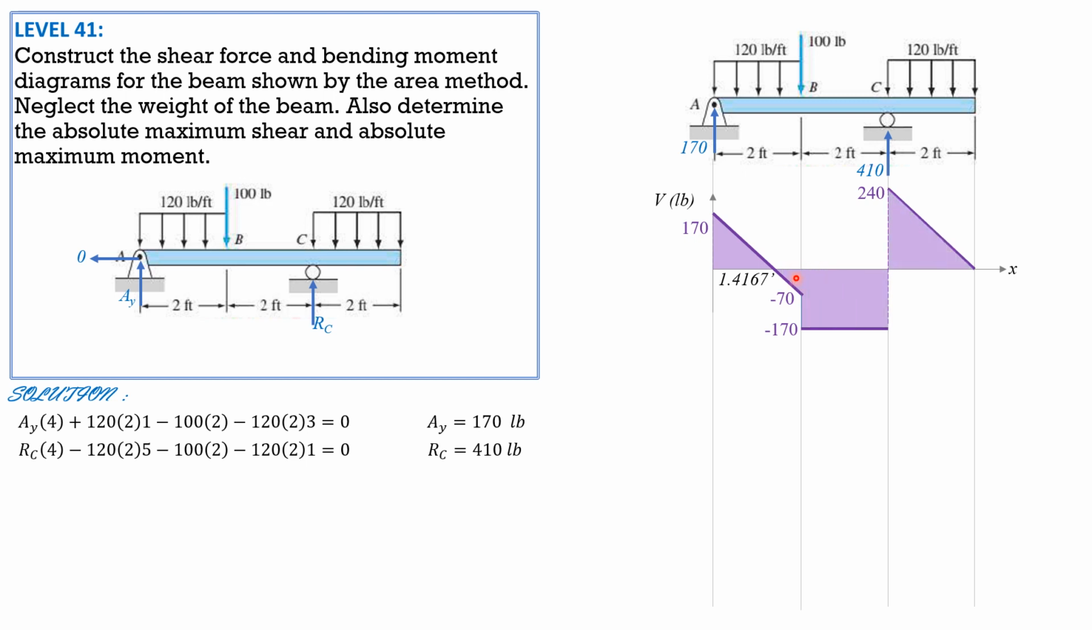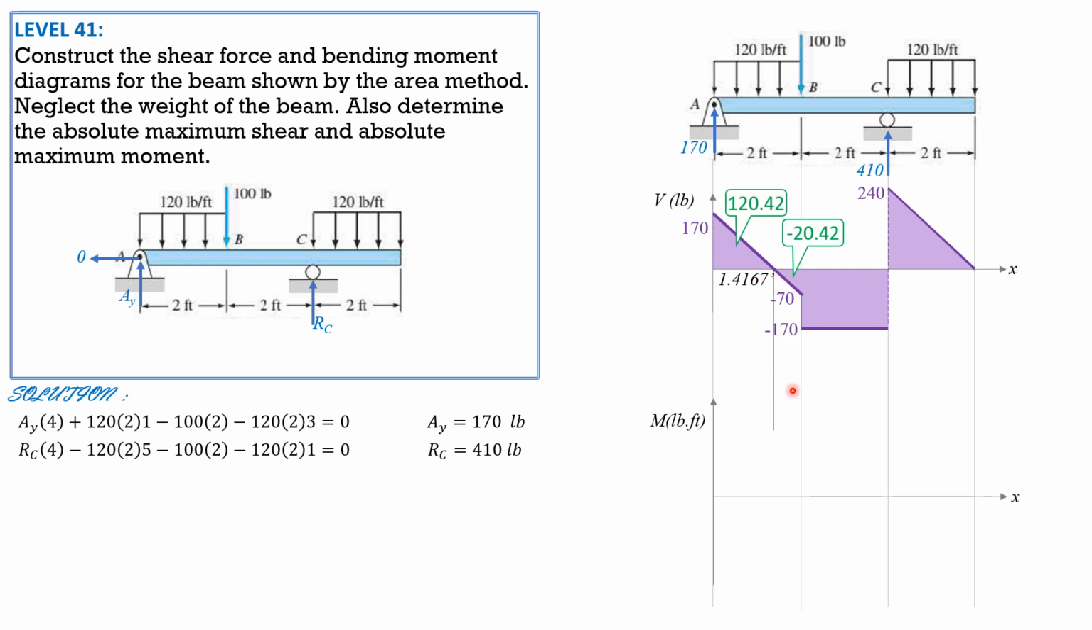So let's shade first. The area here is 1/2 of 1.4167 times 170, so 120.42. This one, 1/2 of 0.5833 times negative 70, is negative 20.42. Then negative 170 times 2, negative 340. 1/2 of 2 times 240 is 240. So we don't need that because we can easily compute for that area.